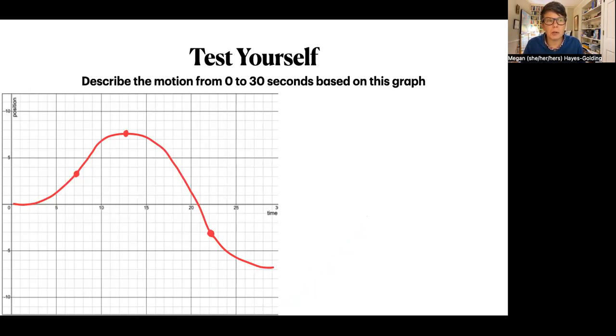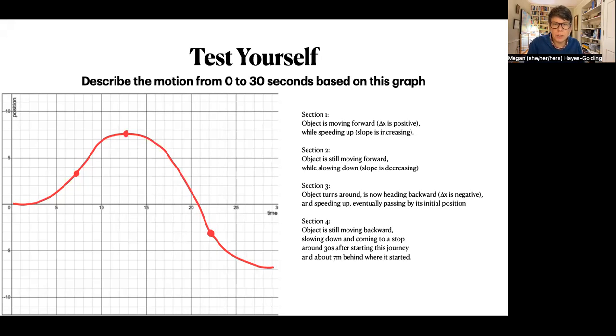Here's a 30-second motion that's happening on this position versus time graph. I want you to verbally describe it. So write out a few words for each of these motions. Those red dots indicate a point where something is changing about the graph. So I can't say any more than that about it, but something is changing at that point, and I wanted to draw your attention to those locations. Pause the video now and write that description and come back in a few seconds to reveal the answers.